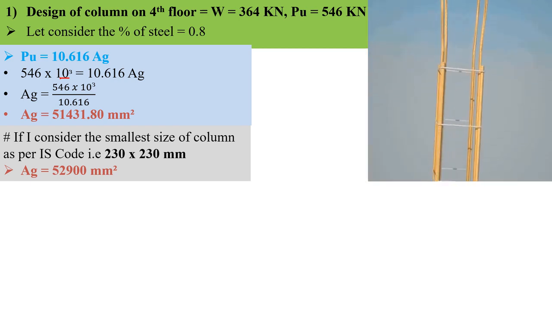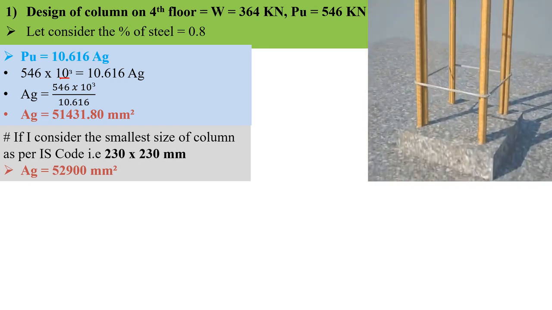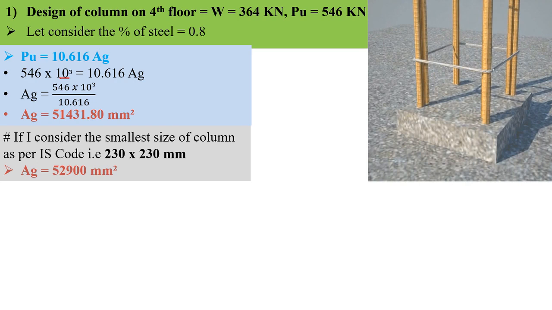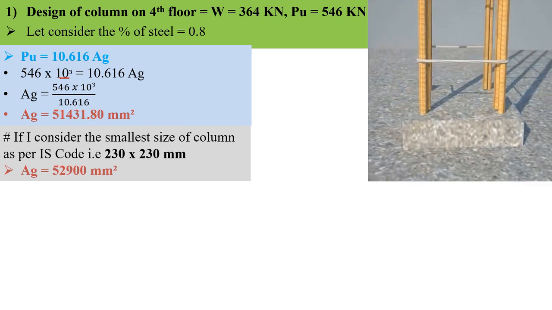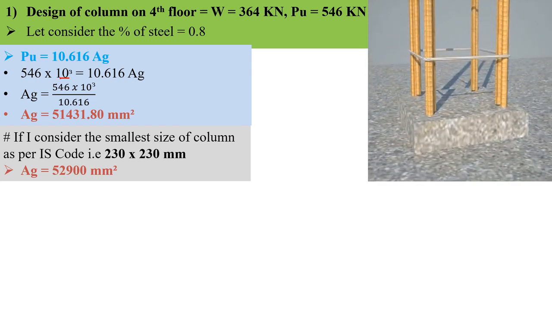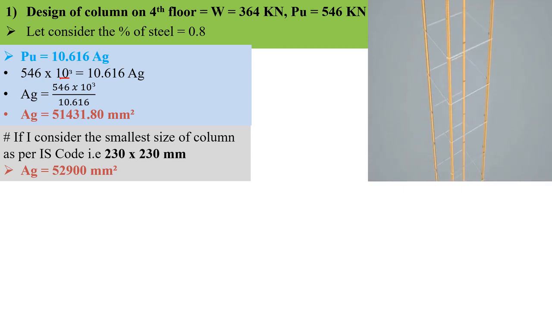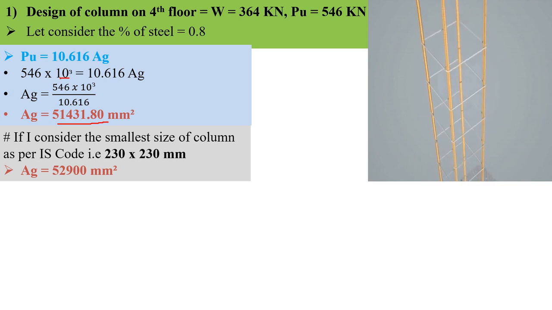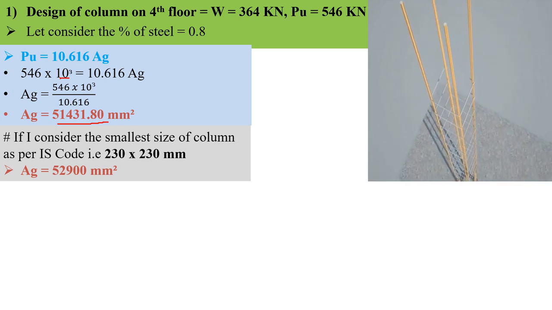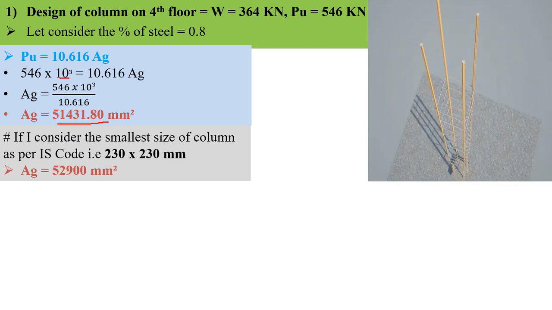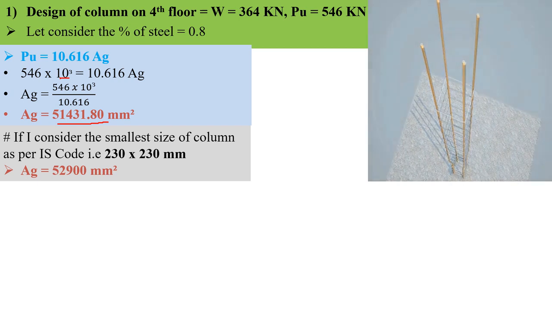So 10.616 Ag. I can easily calculate Ag, because if I put 10.616 in the denominator, I can easily get Ag. So I am getting Ag equals to 51,431.80 mm square. That is the gross area I am getting for my column. Right, so let me derive what should be the dimension of my column.